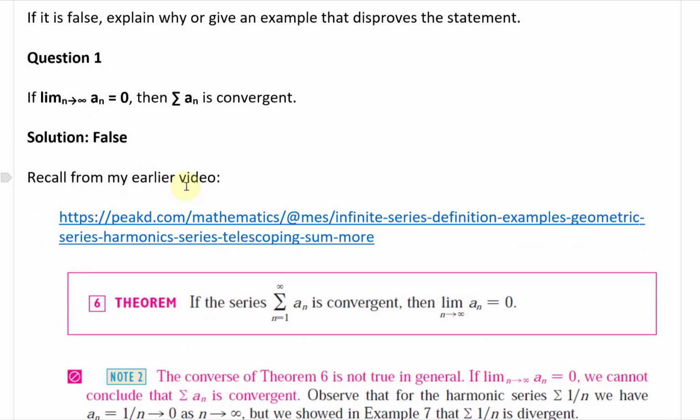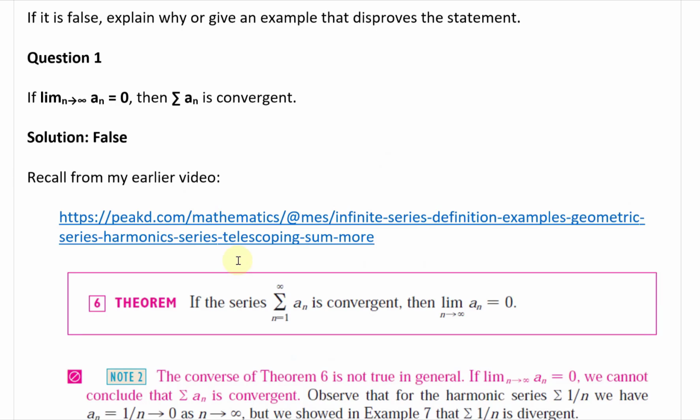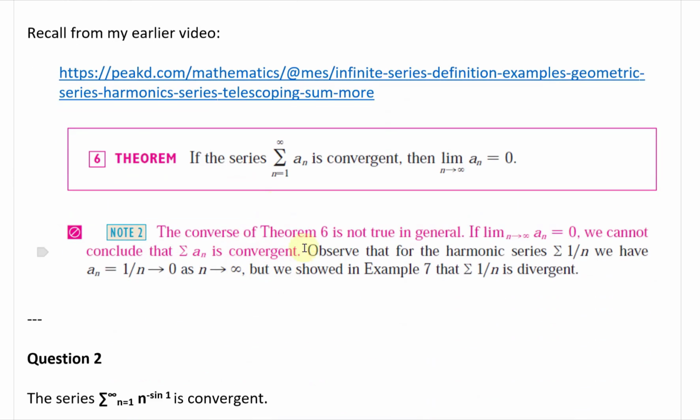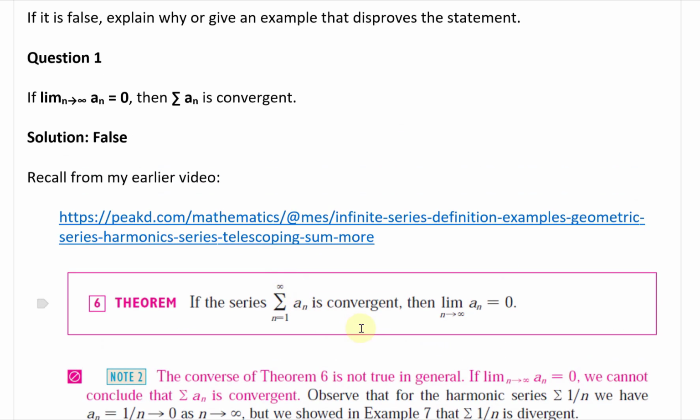So recall from my earlier video, here it is. This is from the geometric series article/video, and this was the theorem given there. If the series, the summation from n equals 1 to infinity of a_n is convergent, then the limit as n approaches infinity of a_n equals 0, but not necessarily the other way around. If this is convergent, then this limit has to go to 0. But if this is going to 0, it does not mean it's convergent.